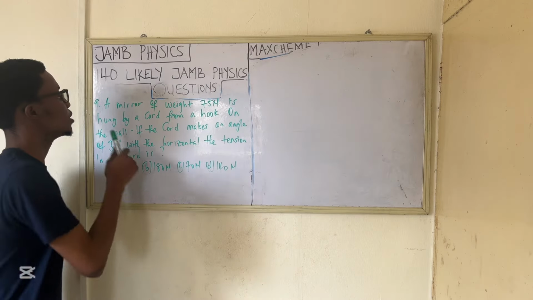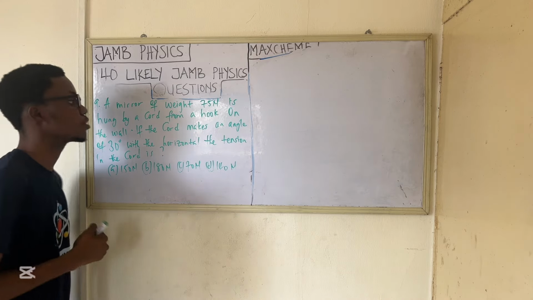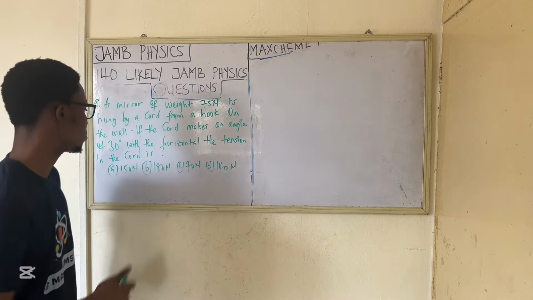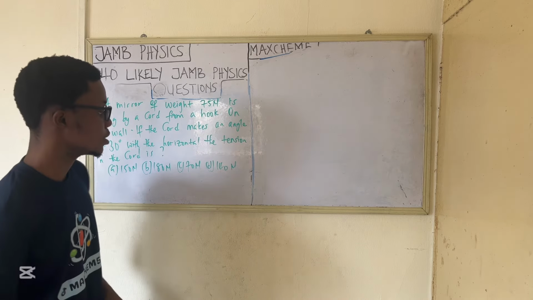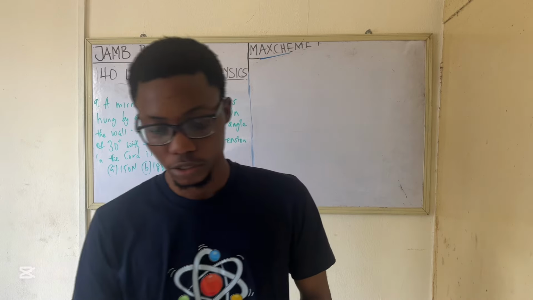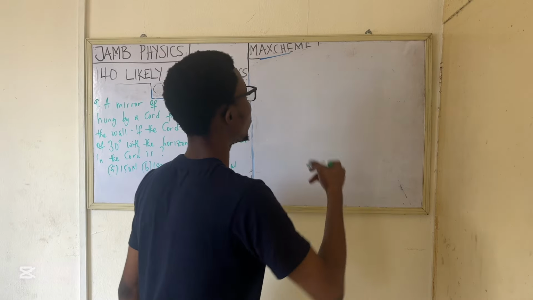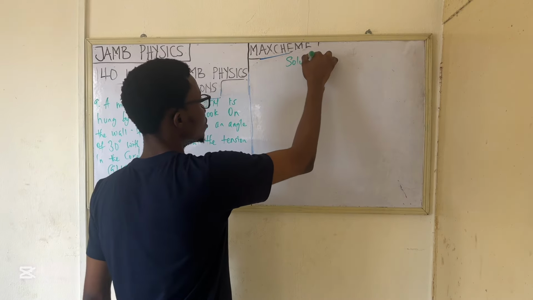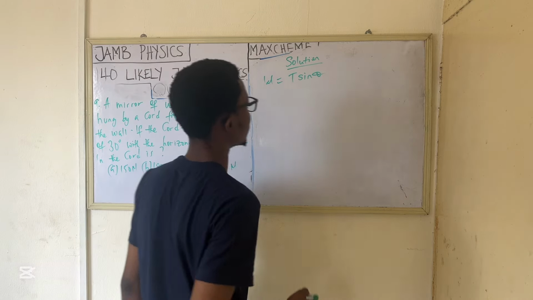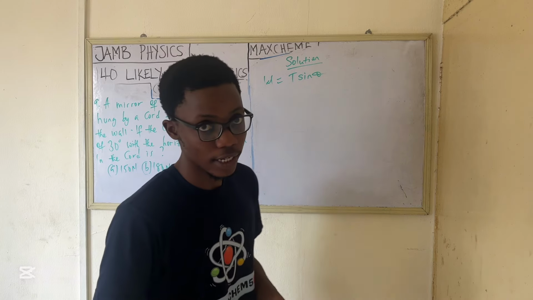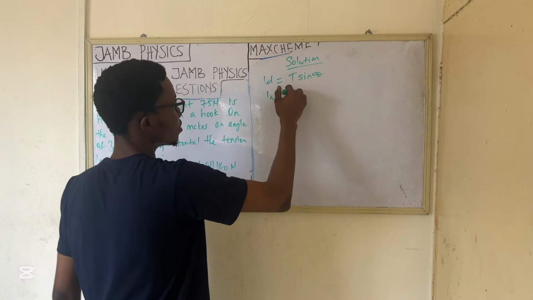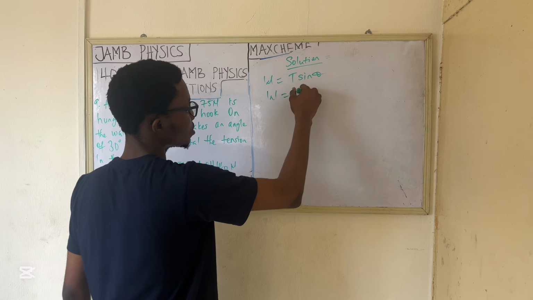Question 9. A mirror of weight 75 Newton is hung by a cord from a hook on the wall. If the cord makes an angle of 30 degrees with the horizontal, the tension of the cord is. Now, to calculate for tension, you have to recall the relationship between your weight and the tension. For weight, we have weight equals T sine theta.